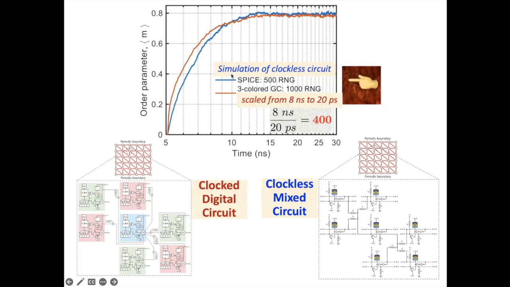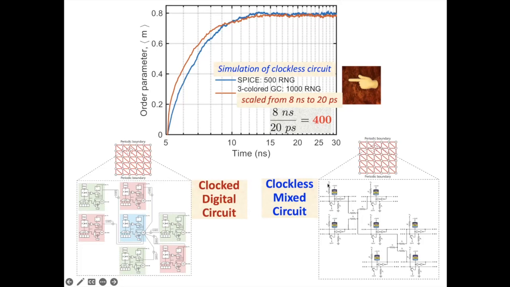The difference, though, is that the red curve we have is actually much, much slower. We had to scale it in order to make it fit. How did we scale it? Usually, 8 nanoseconds is the clock cycle of the FPGA, the digital one. But in order to fit what we get from the SPICE simulation, we had to scale it from 8 nanoseconds to 20 picoseconds. That's a factor of 400.